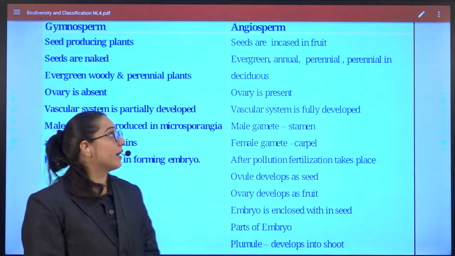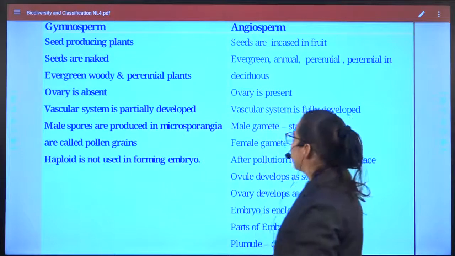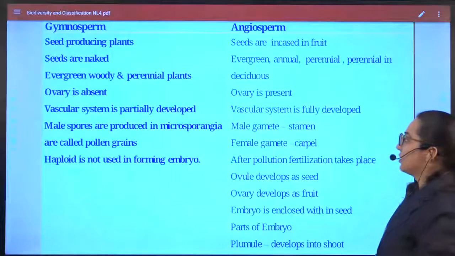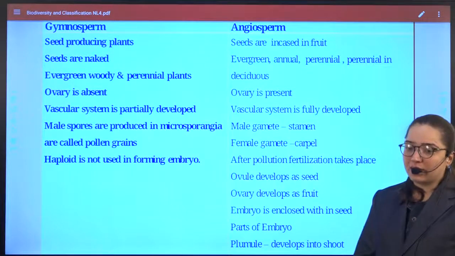Angiosperms, the seeds are encased inside the fruit. They are evergreen, annual and perennial plants. They are deciduous. Ovary is present, vascular system is fully developed. The male part is called stamen and the female part is called carpel.